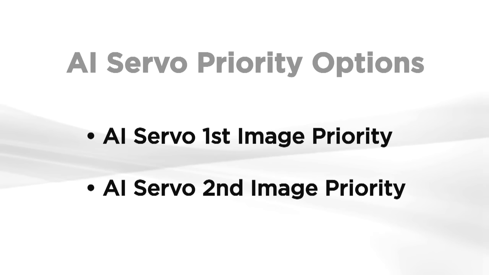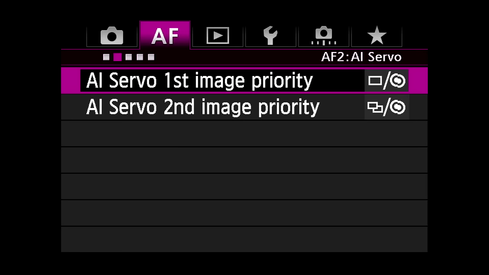The priority settings further tailor the system for the way you want to shoot. These are in the second AF menu. AI Servo First Image Priority. This feature allows you to customize the response of the camera for the first picture.